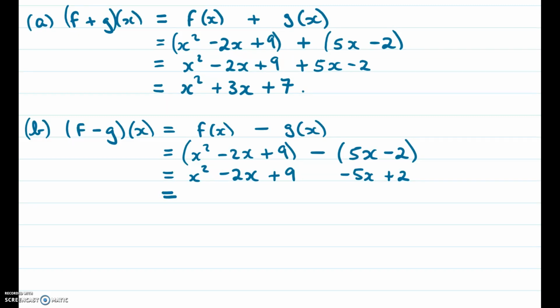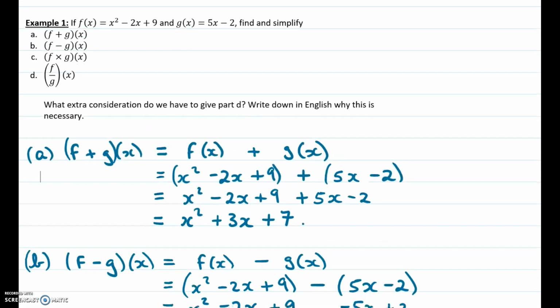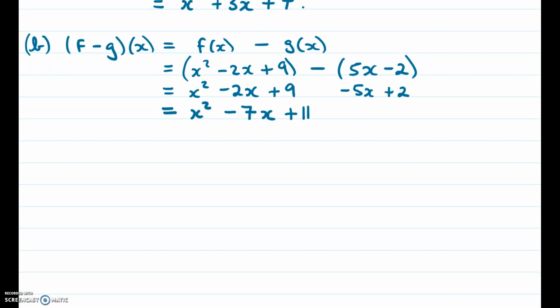So now let's try and resolve the like terms. So this is again the only x squared term, so it's x squared minus 2x minus 5x. So minus 2 and minus 5, that's minus 7, and plus 9 plus 2 is plus 11. Okay, so far so good. Third part is to multiply. Okay, so C is f times g of x.